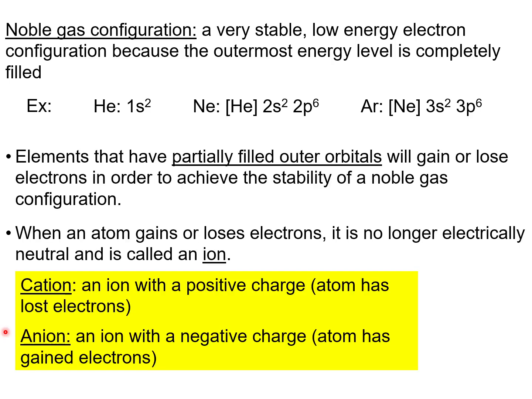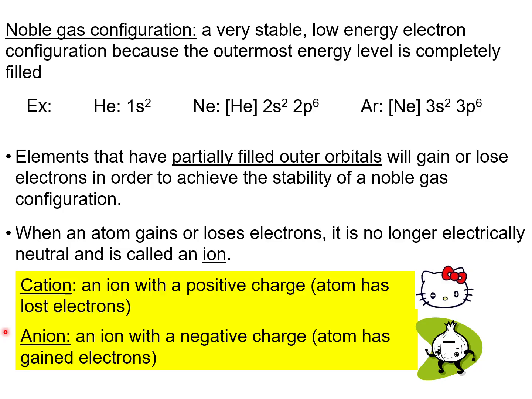So if you're talking about anything that's not in group 18, they're going to be more reactive. And when elements react, they're trying to get to a noble gas electron configuration. So they're going to either gain electrons or lose electrons. And since they are no longer electrically neutral, they will be called an ion. There are two types of ions. A cation is one with a positive charge. It is not "cat-ion," although I do hear that a lot. And an anion is an ion with a negative charge.